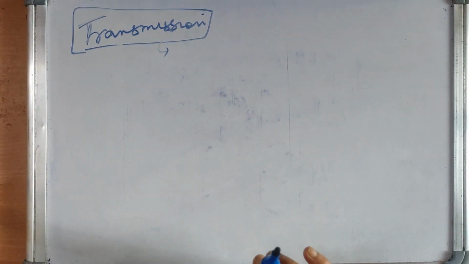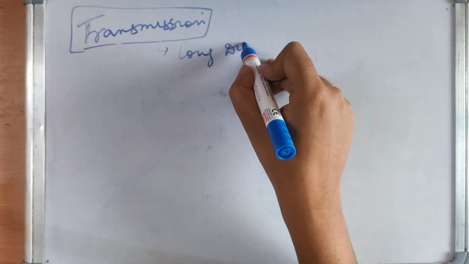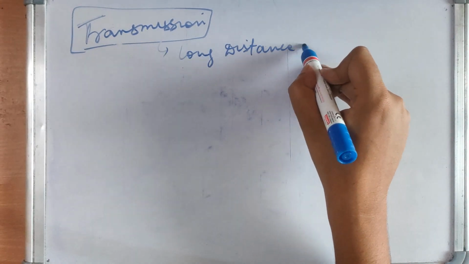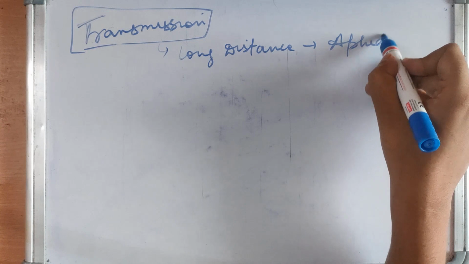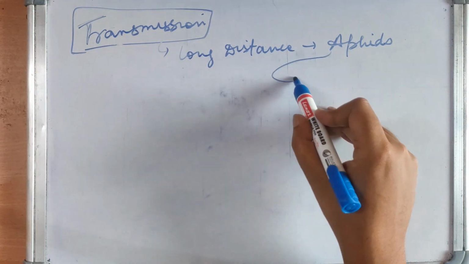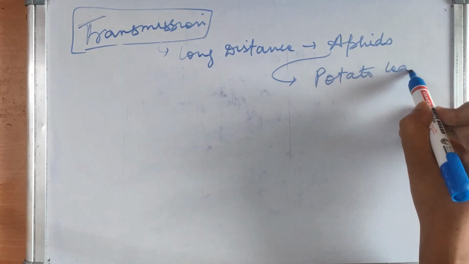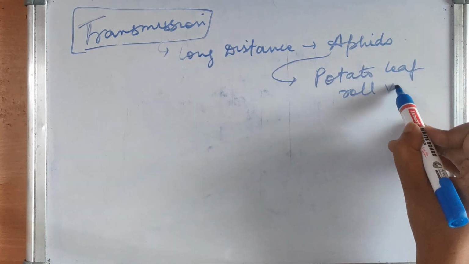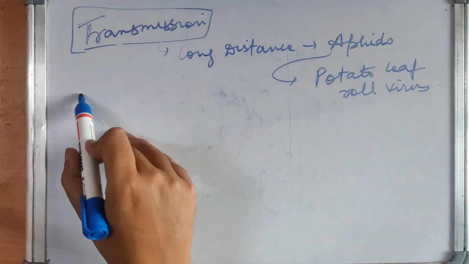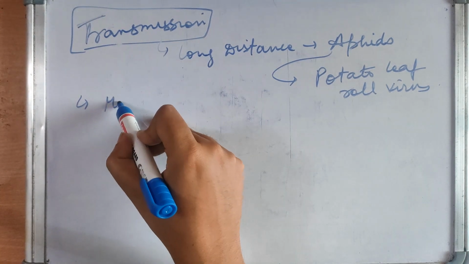Long distance transmission occurs via aphids, but only in the presence of potato leaf roll virus. And mechanical transmission also occurs when it has been introduced in an area.